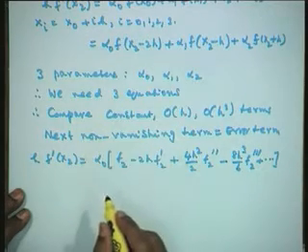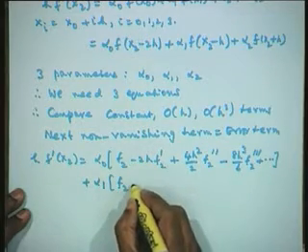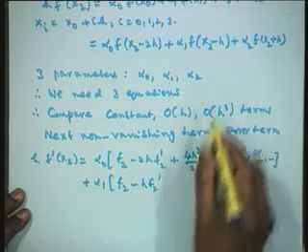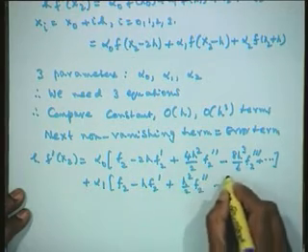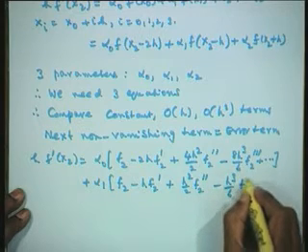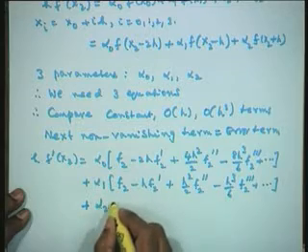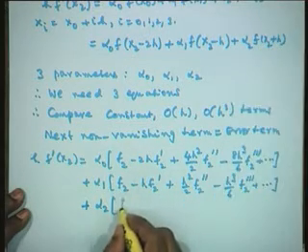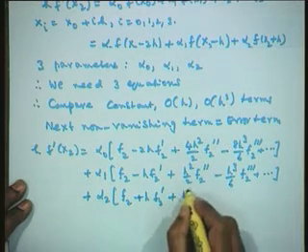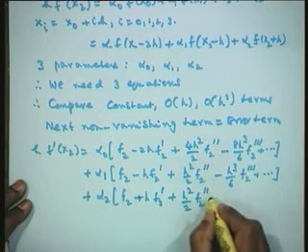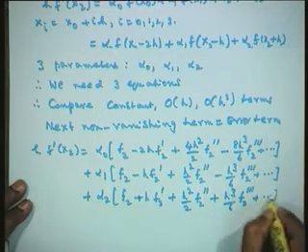This is the expansion of the first term. The second term is alpha 1 f(x2 - h), which is f2 - h f2' + h^2/2 f2'' - h^3/6 f2''' and so on. And the third term is alpha 2 f(x2 + h), therefore f2 + h f2' + h^2/2 f2'' + h^3/6 f2''' and so on.